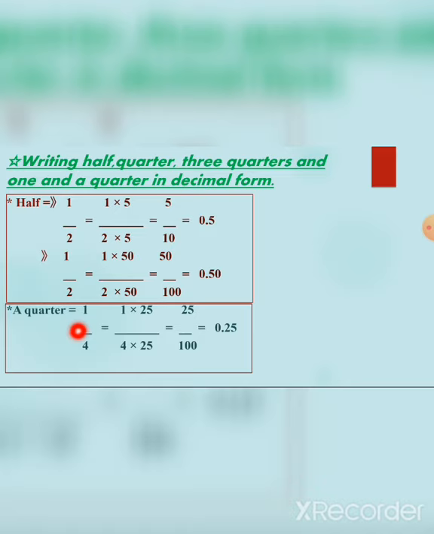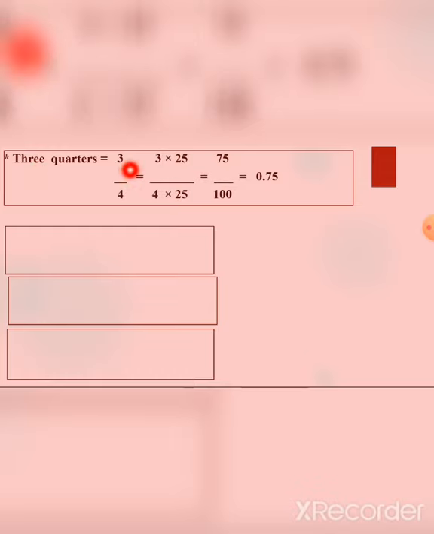1 upon 4 is equal to 1 multiplied by 25 upon 4 multiplied by 25 is equal to 25 upon 100 is equal to 0.25. Now leave one line and we will write 3 quarters. See, leave one line, write 3 quarters.